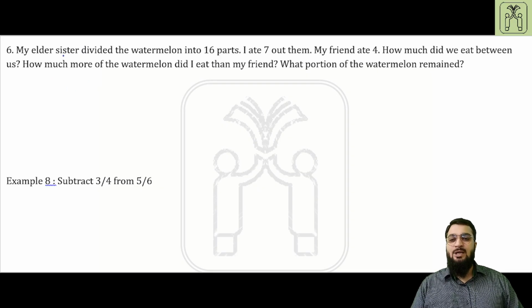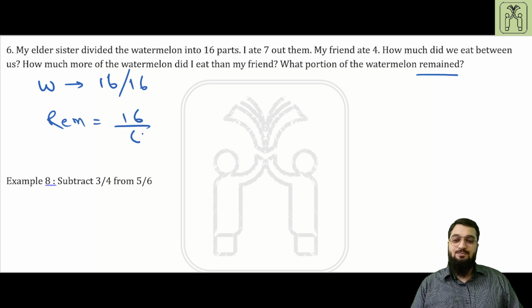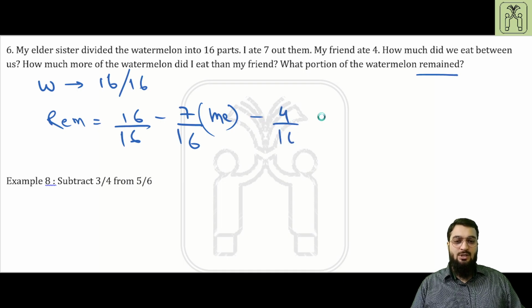Question number 6. My elder sister divided a watermelon into 16 parts. So the watermelon has been divided into 16 parts. I ate 7 out of them. The question will be about what remains, so okay, we'll get to the remaining part first. Remaining, so 16 upon 16 minus 7 upon 16, that is me. After that, my friend ate 4. So 4 upon 16 will be friend.